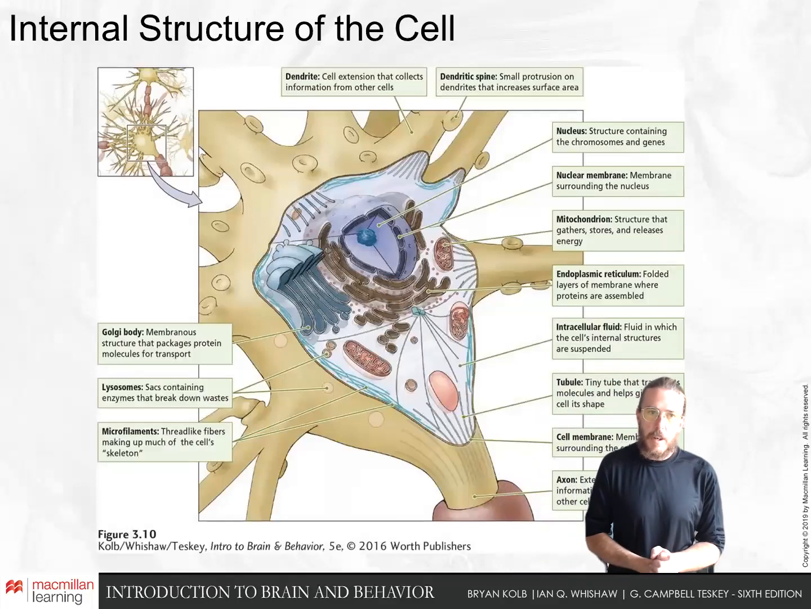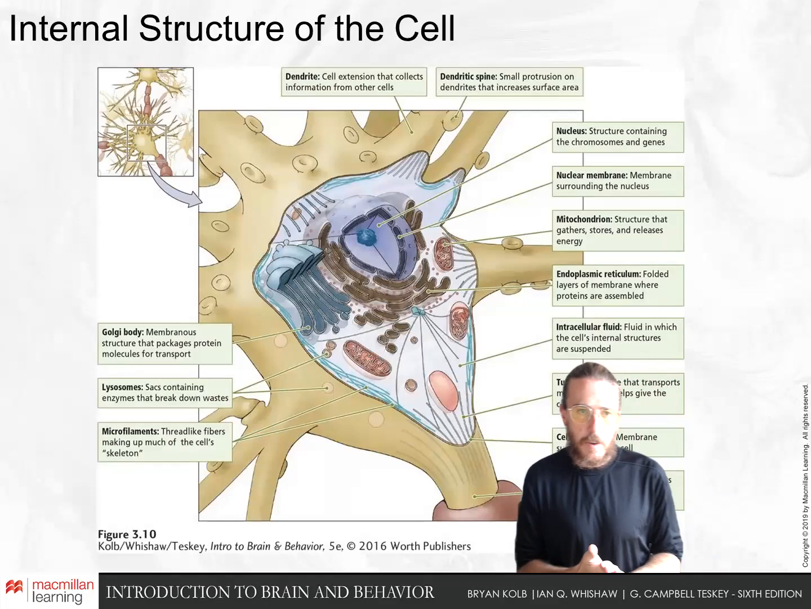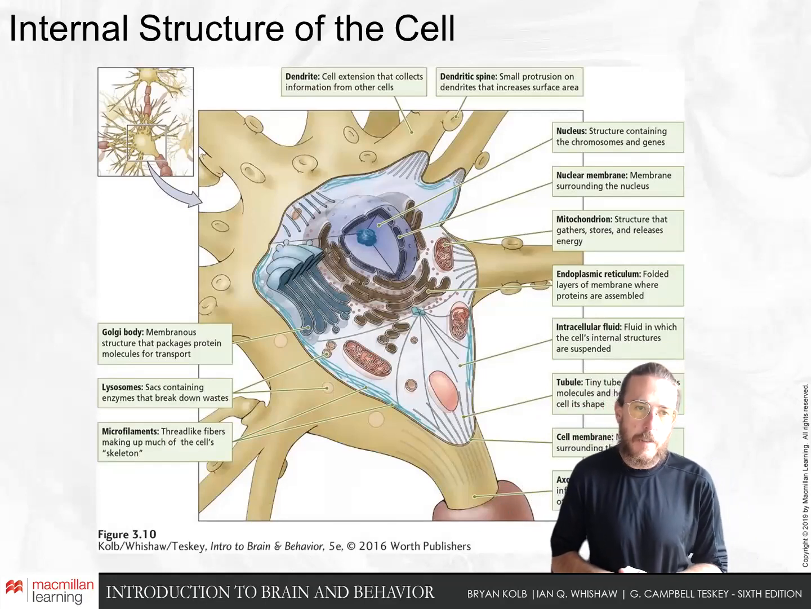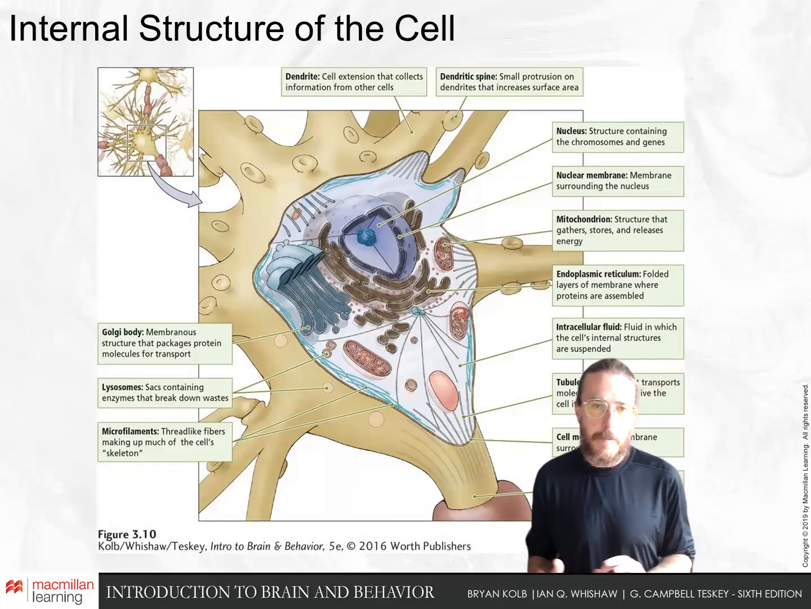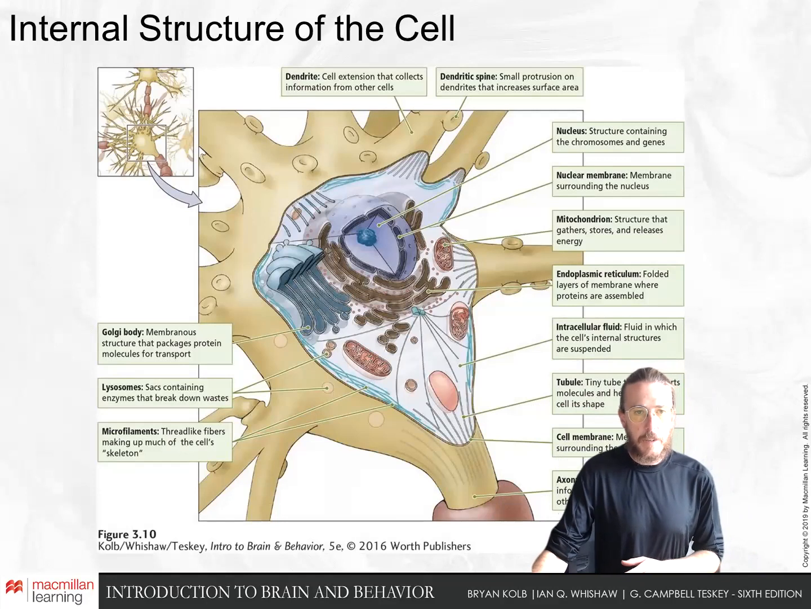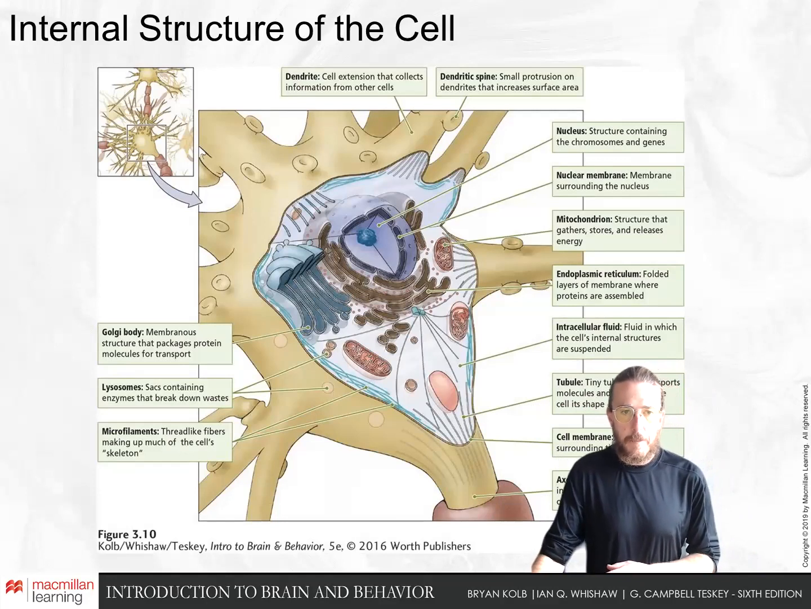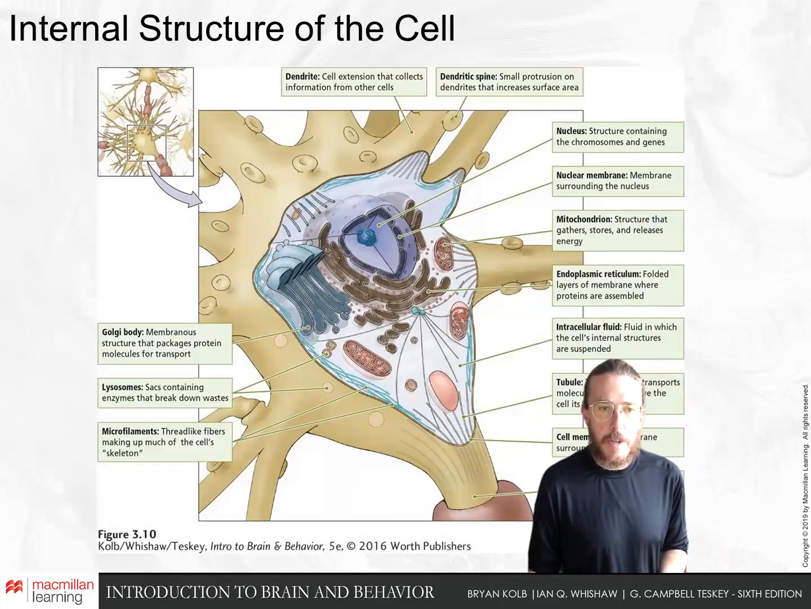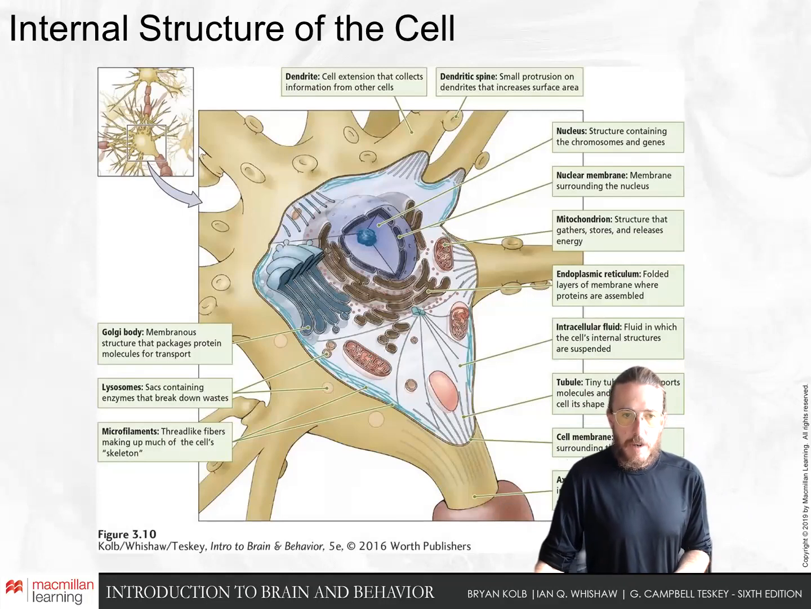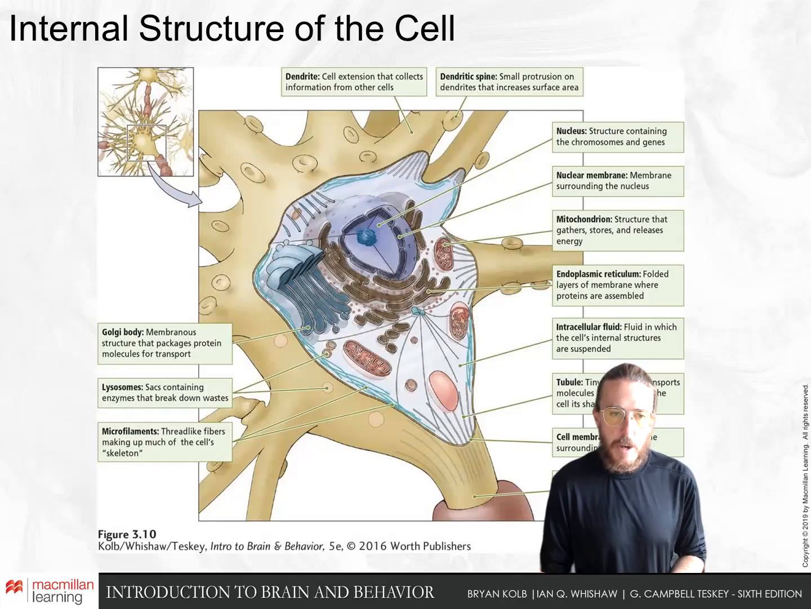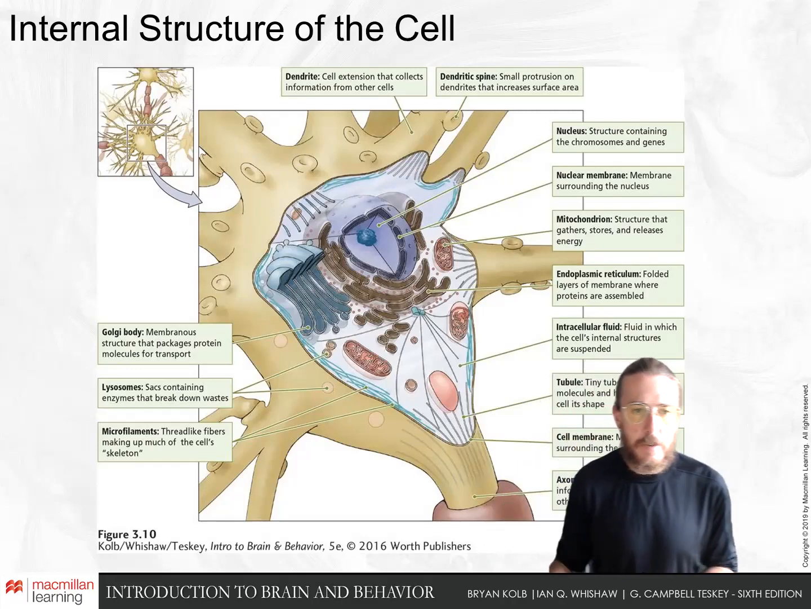So when we open up the cell and look inside, the cell of a neuron looks much like the many other cells that we've learned about in our biology classes. It has a nucleus, a nuclear membrane surrounding the nucleus. It has an endoplasmic reticulum around the nuclear membrane in which the proteins are created. It has a Golgi body in which the proteins are packaged up for transportation. It has mitochondria, which create the energy that the cell needs to do its functions.